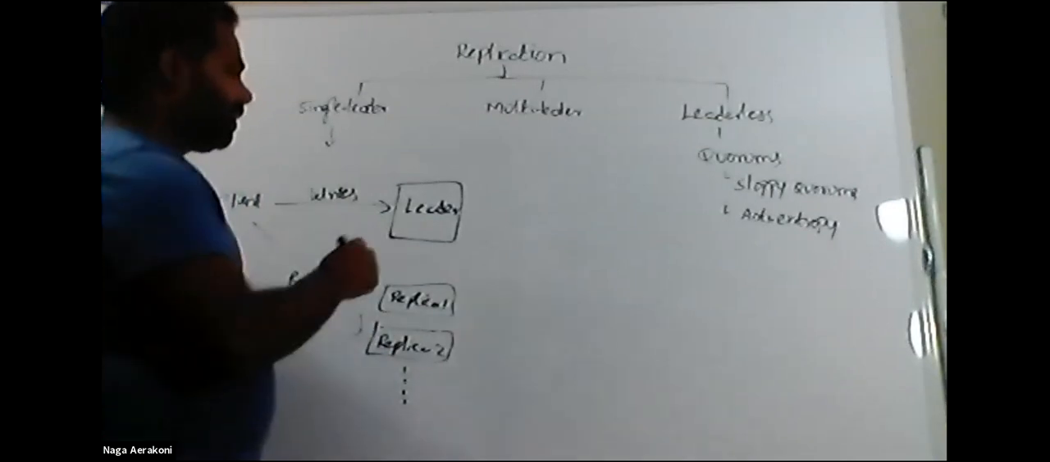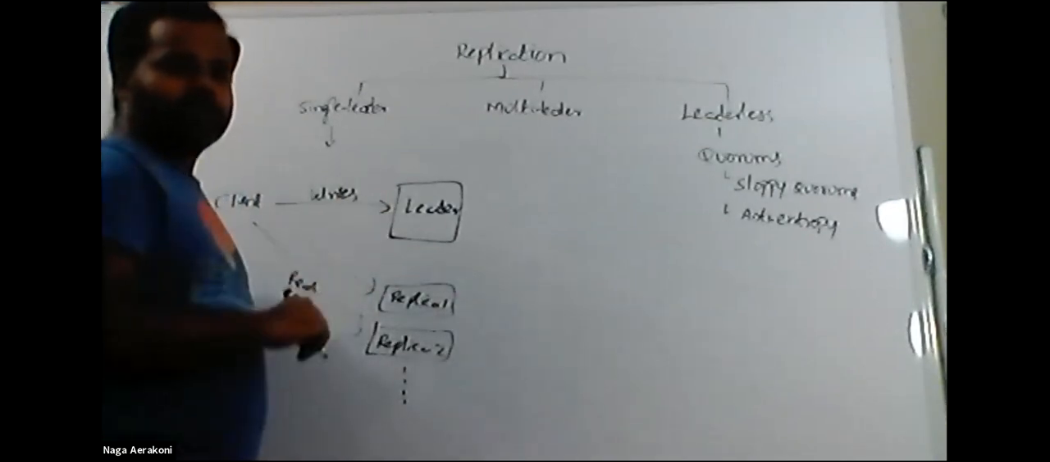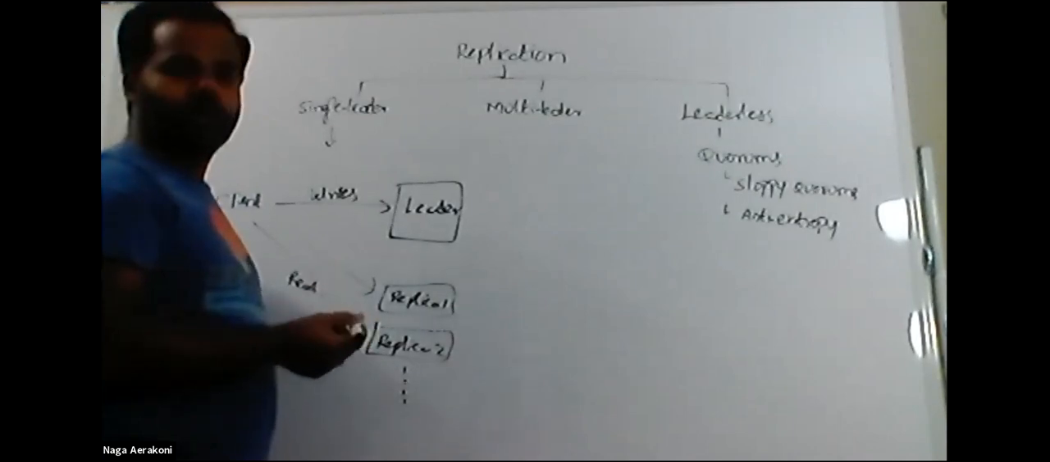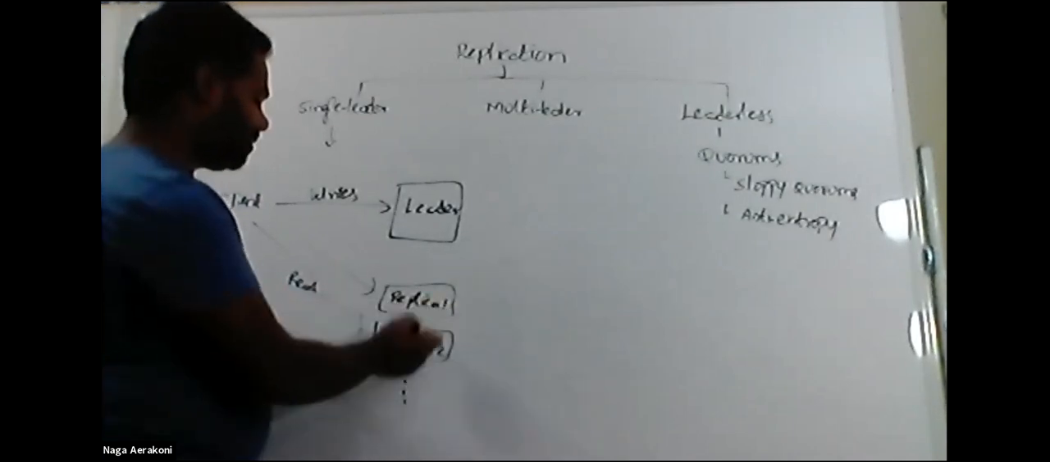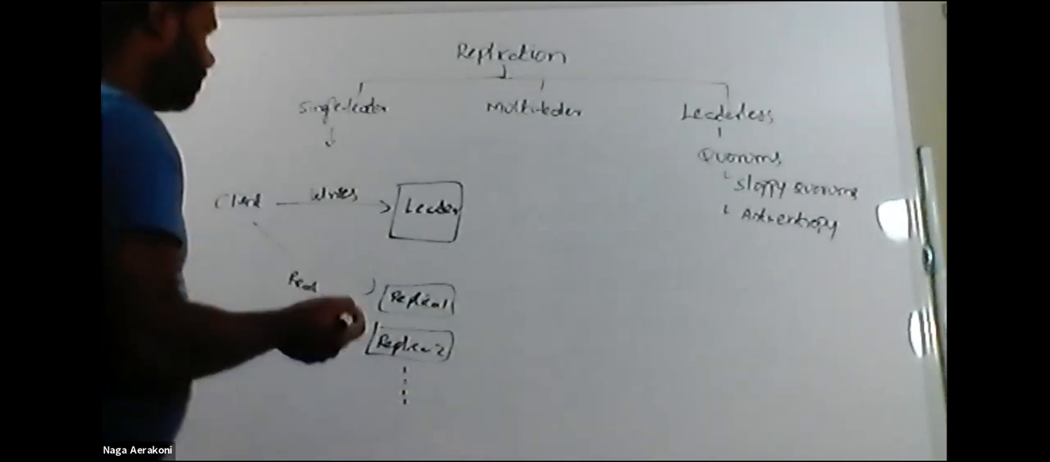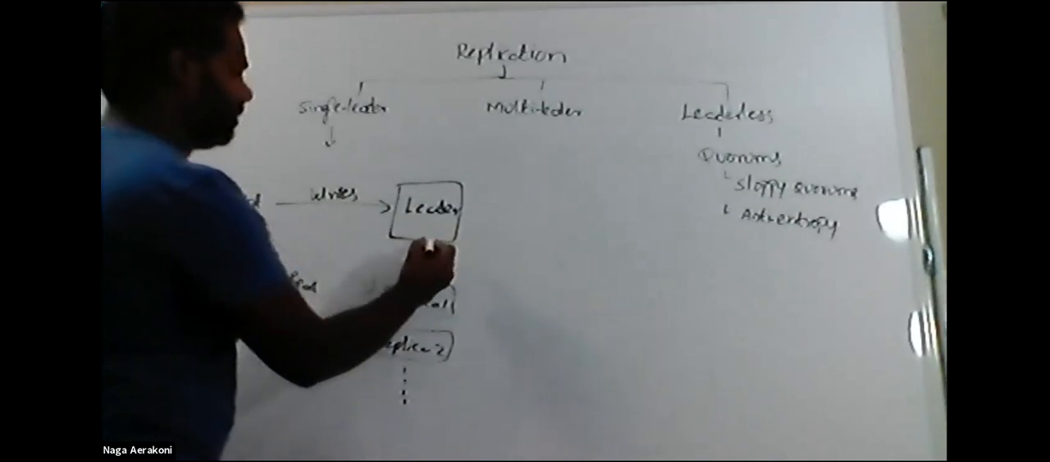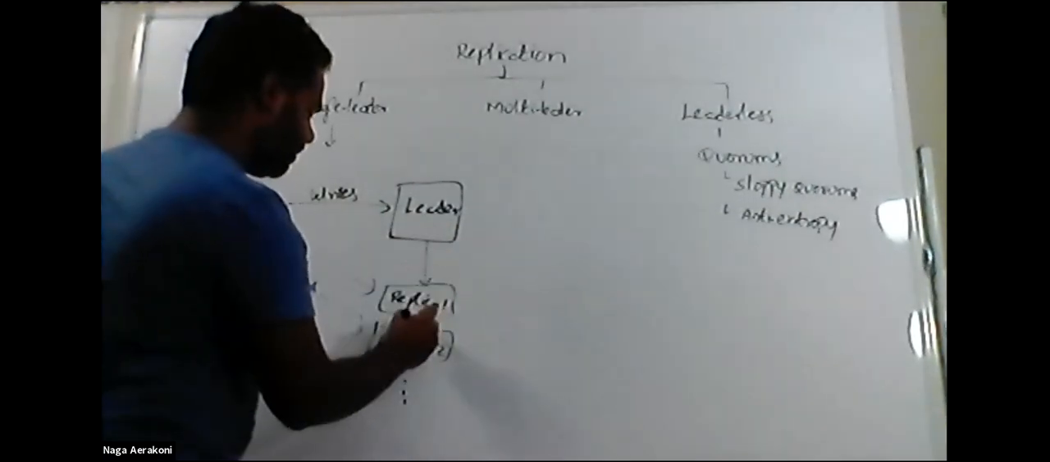In this single leader replication, there are certain strategies you can use to make sure that the replicas are kept in sync. One of the mechanisms is that whenever a client writes to a leader, it can synchronously update all the replicas.